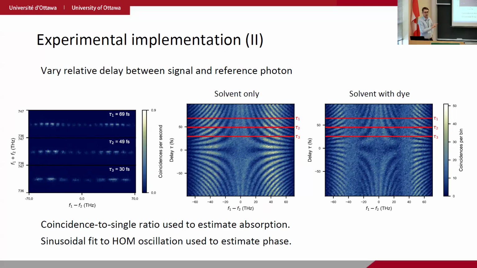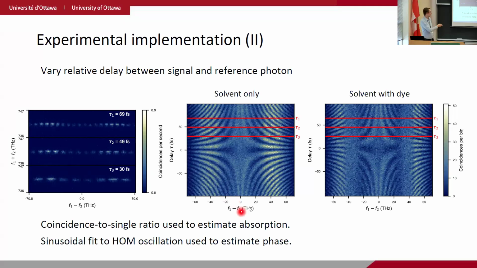Now we do the same thing with two samples. One of them contains a solvent on its own. The other has the same solvent with a bit of an infrared absorbing dye in it. By comparing the two spectra, we can determine what the absolute absorption and phase spectrum of the dye are. For the absorption spectrum, we do something very similar to Kalashnikov. We just compare the number of coincidence counts to single counts.